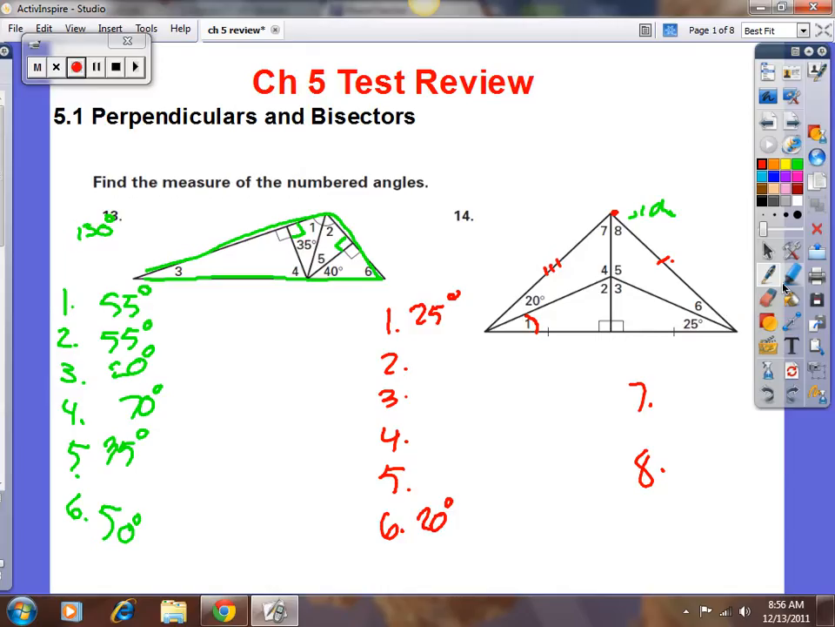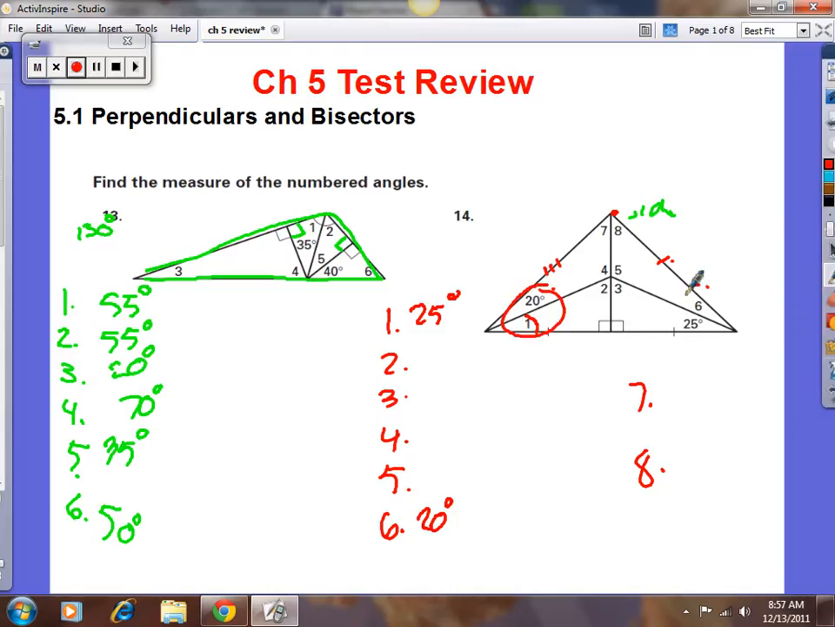Here's a way you could get 7. So here's what you're doing. This is 45 and this is 45, so you're looking at the big triangle. If this is 45 and this is 45, how much have we used? 90, and you have to use 180. So how big is that big angle got to be? It's got to be 90, and you're cutting it in half.